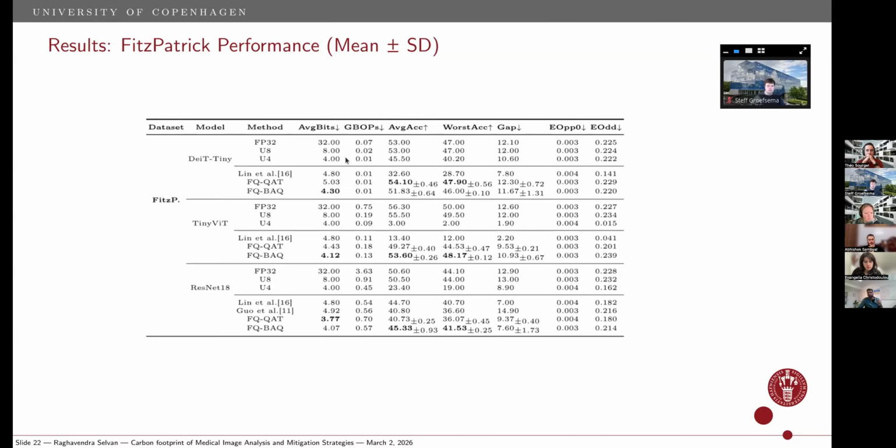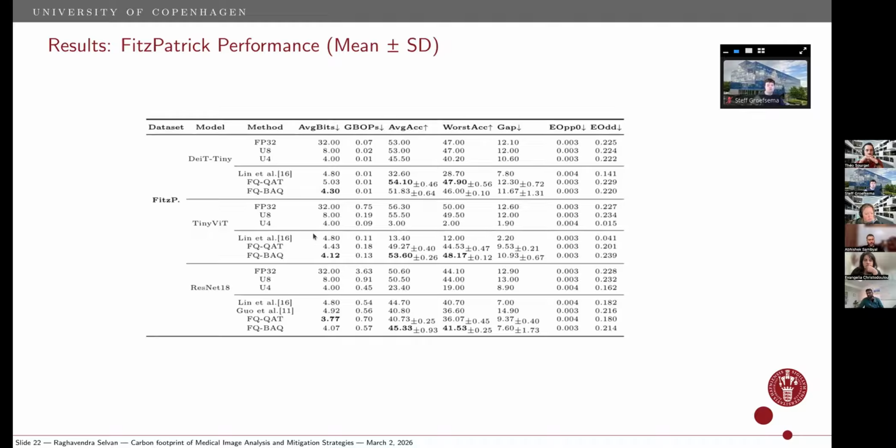And then what we show is, so here again, the general story is: don't just look at average accuracy. In this case, because we are looking at fairness, we are also reporting group gap accuracy between the best performing and the worst performing groups, and then equality of opportunity, and equality of odds. These are all metrics which give a hint into how fair a model is.